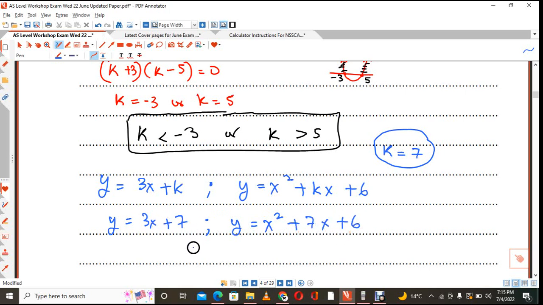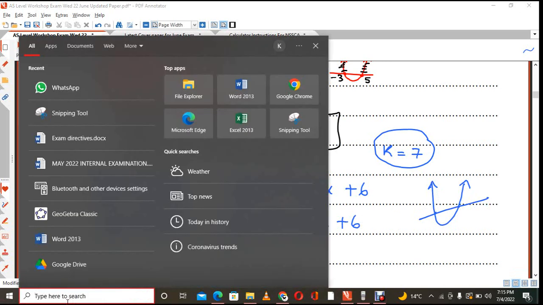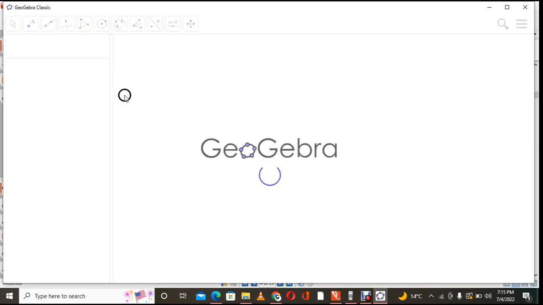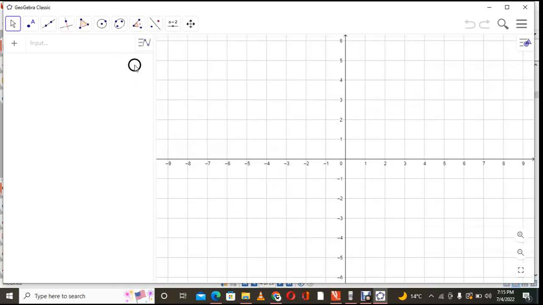So I'm going to draw these on my software, and you will see that if you draw them, the line will cut the curve at two places, and the line is going to go in that direction because the gradient is positive. So let's just quickly do that. So I'm looking for GeoGebra, which is also an application you can download. It's developed by some Danish guys, and it's quite free. You'll see me often using them in my videos. So I'm just going to quickly draw those two functions so you can have an idea.